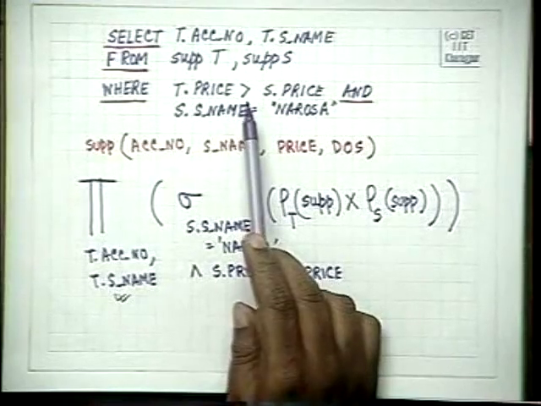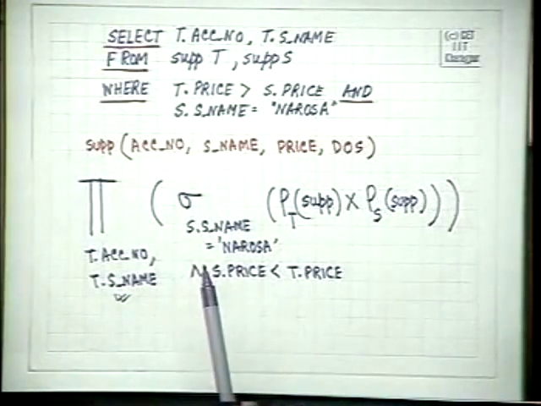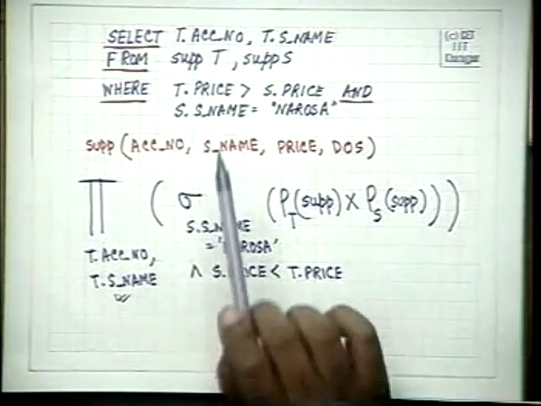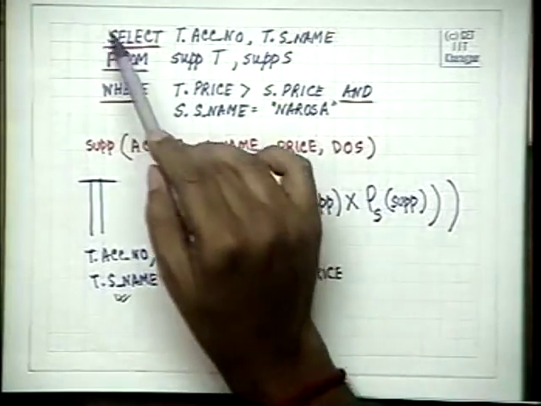Suppose there are 20 books in the library, and Narosa has supplied 5 books, then 4 of Narosa's names will come out if all the 4 prices are distinct. If all the prices are equal, no name of Narosa will come out, because this is greater than, not greater than or equal to. So suppose in the simple case that all prices are distinct and Narosa has supplied 5 books, then 4 of Narosa's names will come out, and the accession number and supplier name of all books which cost more than the least price of Narosa's book will come out. This is the meaning of this query.